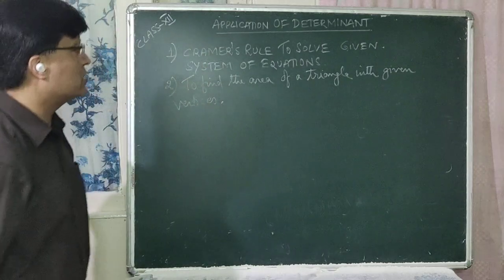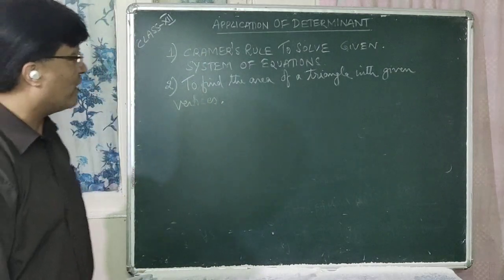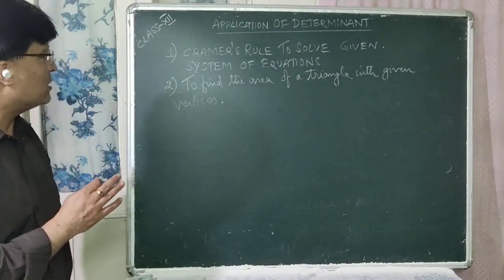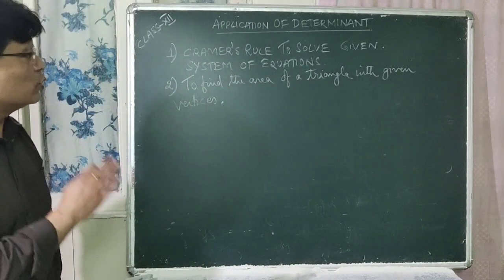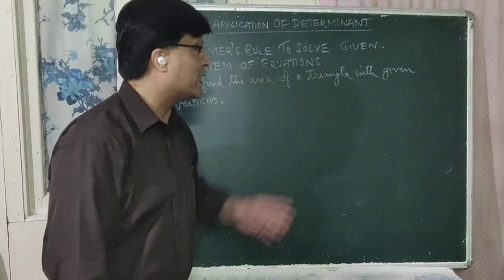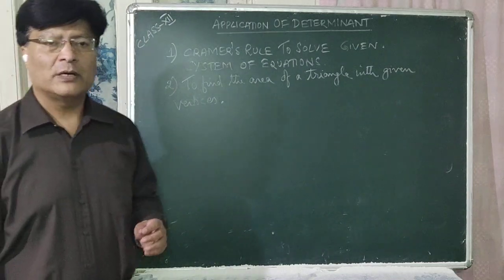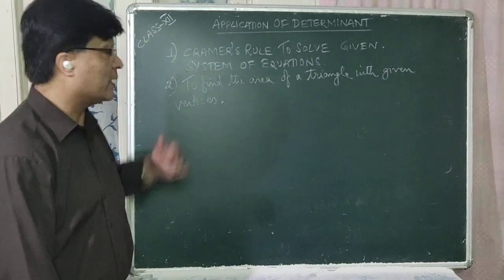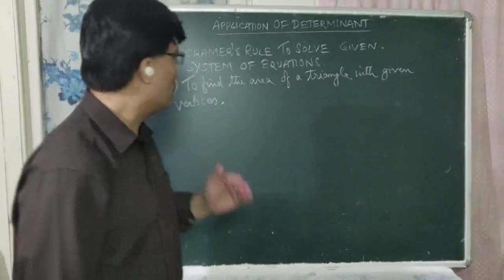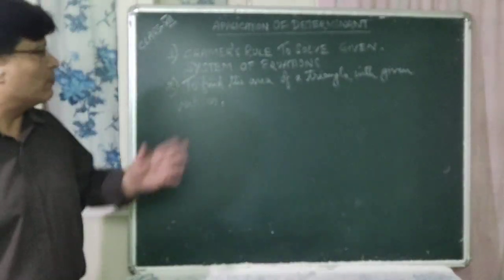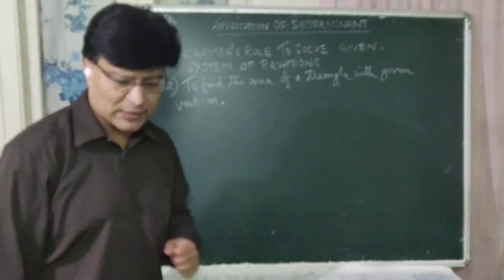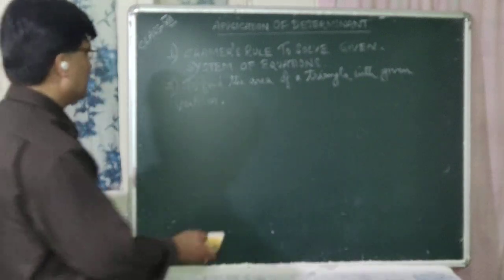So with the help of determinant, we can also find the area of a triangle with given vertices. Number one is Cramer's rule to solve a given system of equations. With the help of determinant, we can solve a given system of equations, and that rule is known as Cramer's rule. And number two is we can find out the area of the triangle with given vertices with the help of application of determinant. Okay, so now let's discuss number one.